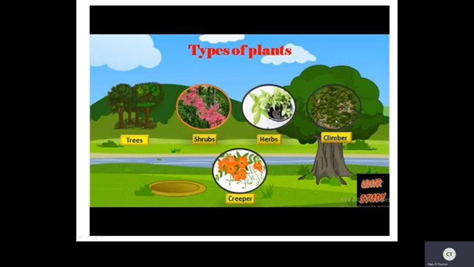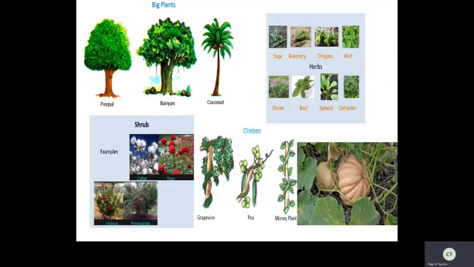Now see here climbers. Climbers are climbing with the support of tree or walls or any sticks. With any support they can climb. Your bitter gourd, bottle gourd, grapevine, money plant, all these are best examples for climbers, right? Have you all recalling the topic? Now see here creepers. Now they'll be creeping along the ground. For example, pumpkin, watermelon, muskmelon, all these are best examples for your creepers. Yeah, children. All these we have seen in the previous class. Can you recall this? Yes.